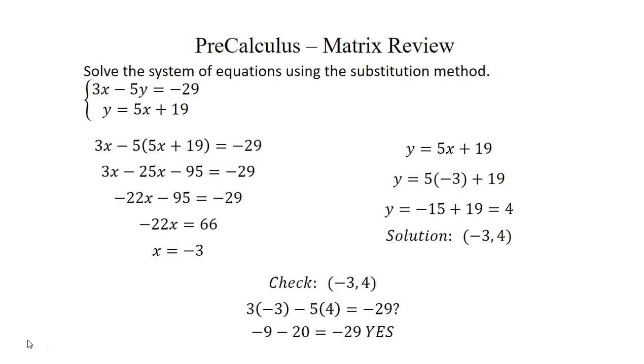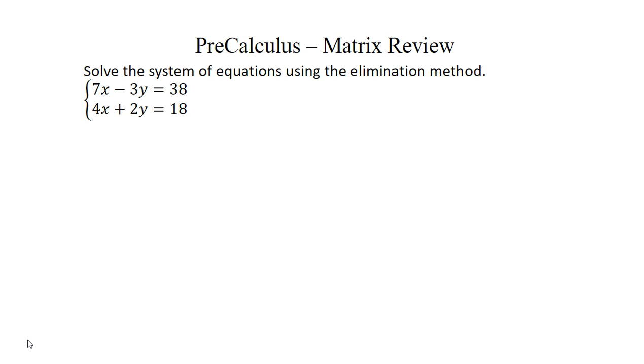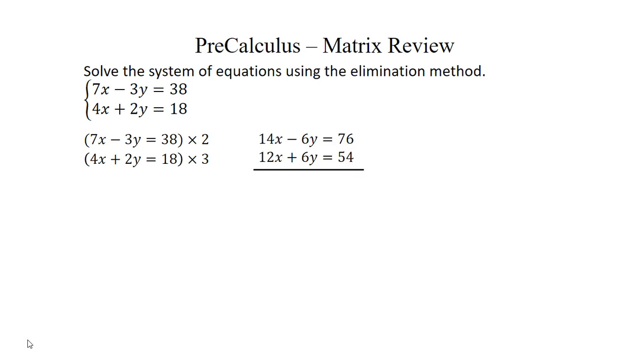Right, for our next one, we're going to do the elimination method. So in this case, we want to multiply one or both equations by a number to eliminate one of the variables. So I'm going to multiply the first equation by 2 and the second one by 3 to eliminate the y's. So we want our coefficients of the variable that we're eliminating to be the same but opposite. So after multiplying the first equation and second equation, I'm going to add them together.